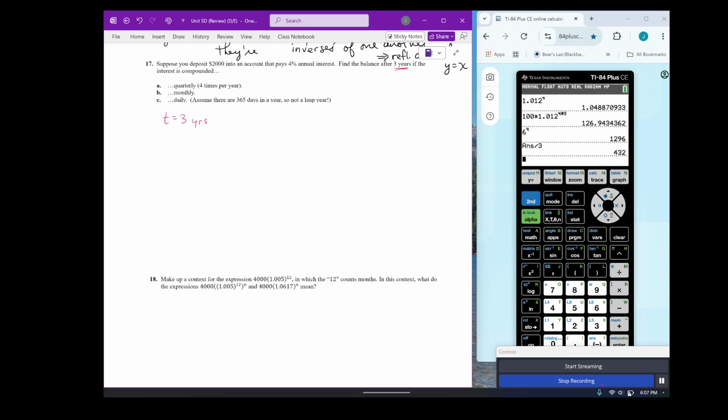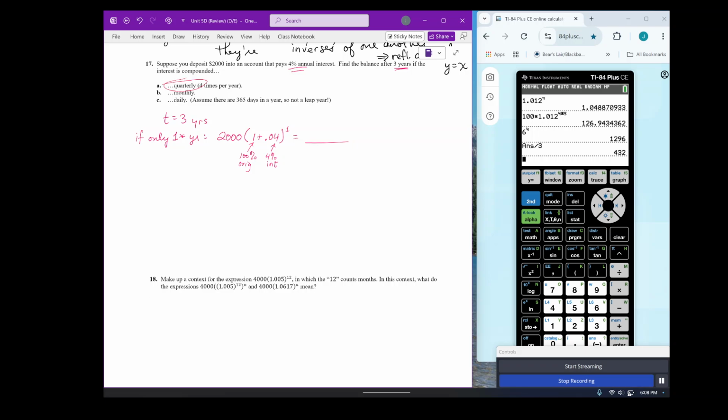Let's do quarterly first. In fact, if we just did once a year, then it would be 2,000 times 1 plus 0.04. That's the original 100% plus the extra 4% interest. And then we would raise it to just the one because it would be only one time a year. And then we could just figure out whatever that is, right? But in this case, it's saying quarterly.